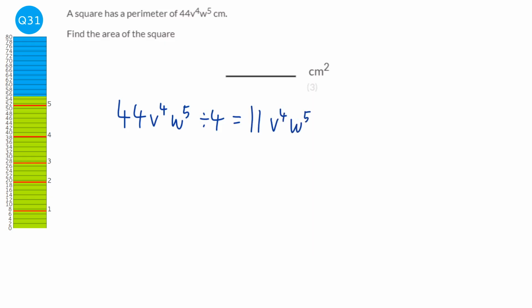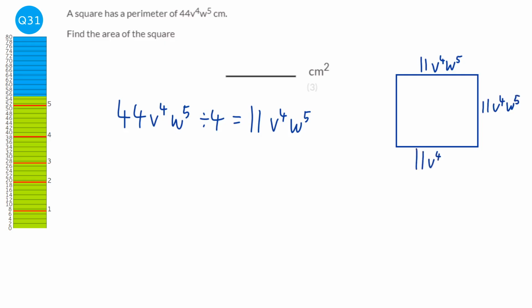Some people will try and do something with the v to the power 4 and w to the power 5, but if you think about it, if I just draw out my square, if it's 11v to the power 4 w to the power 5 all the way around, when you add, you don't add the v to the power 4, w to the power 5. It's just going to be 11 lots, another 11, another 11, and another 11. So it's 44 v to the power 4, w to the power 5 in total.